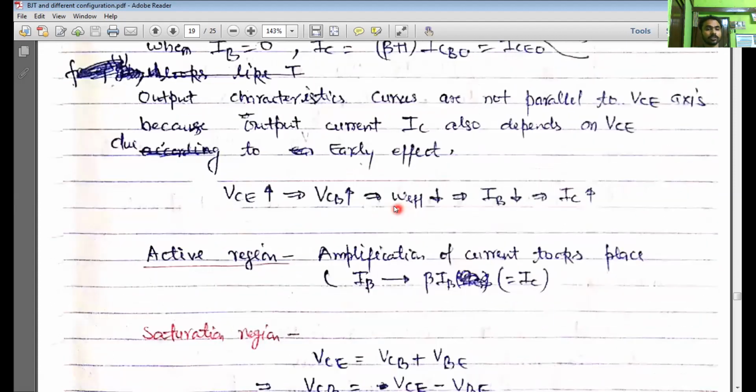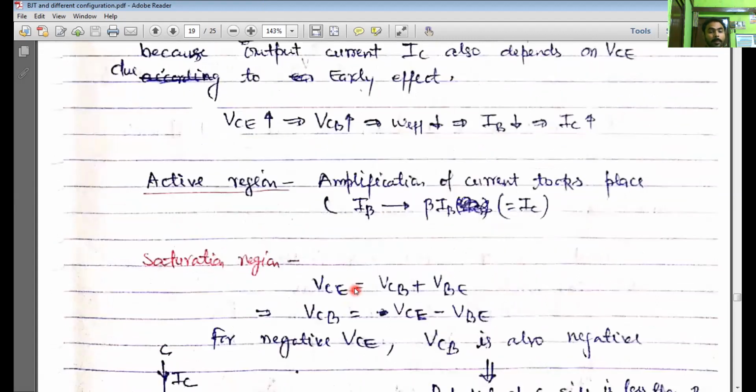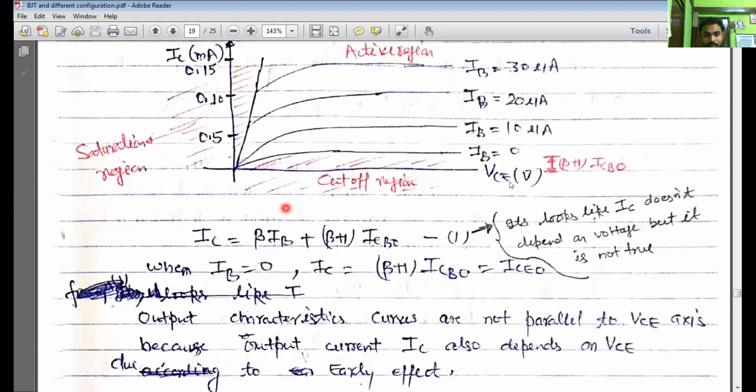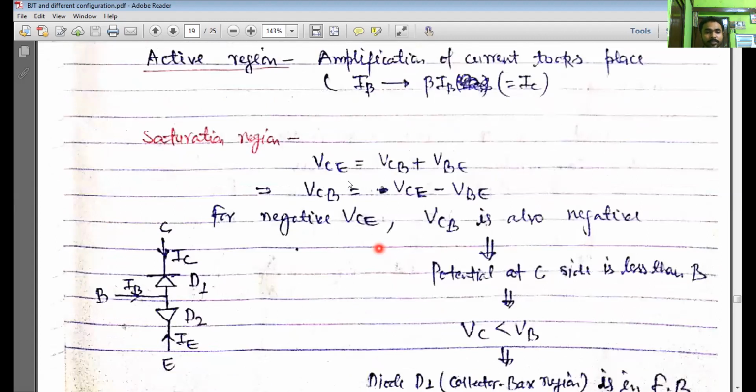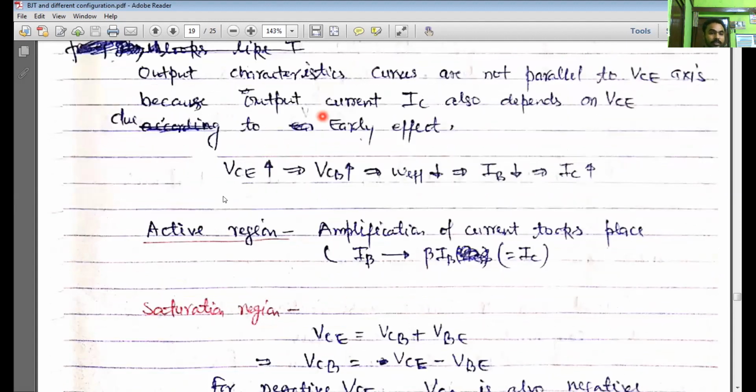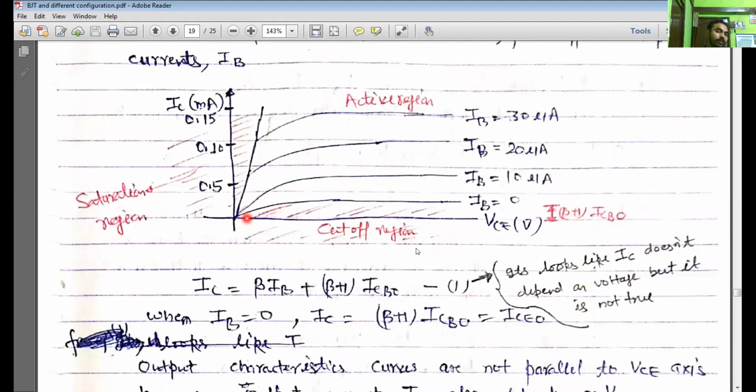Okay, for the saturation region, see that simply this portion. The y-axis is called VCE, and what is VCE? I can write VCE is equal to VCB plus VBE, and then VCB can be written as VCE minus VBE.